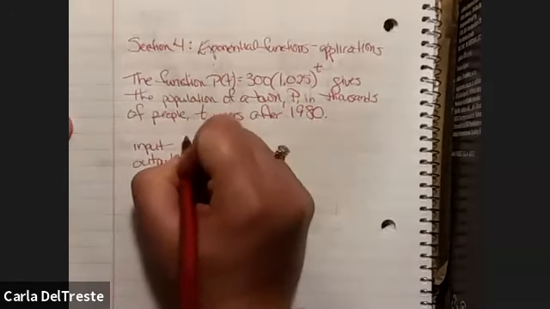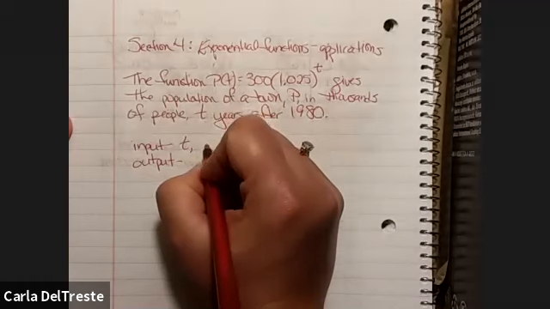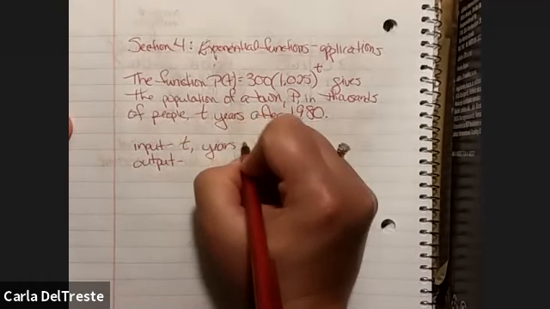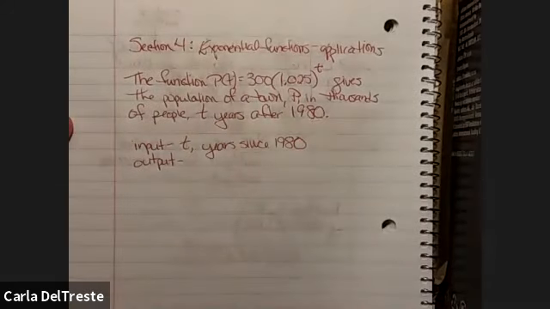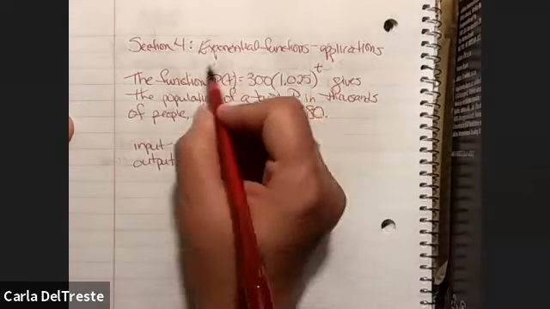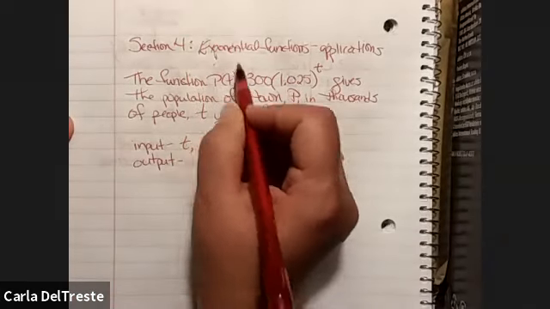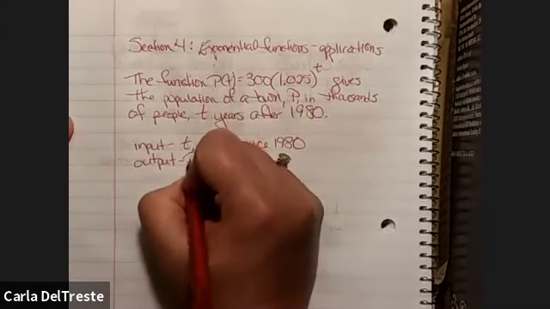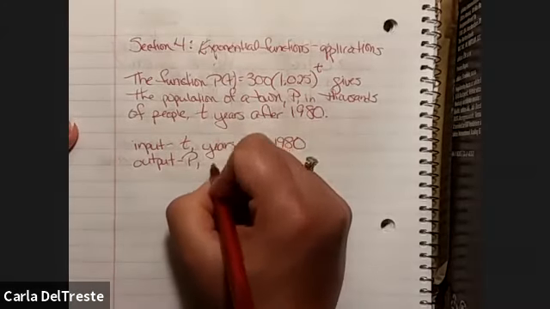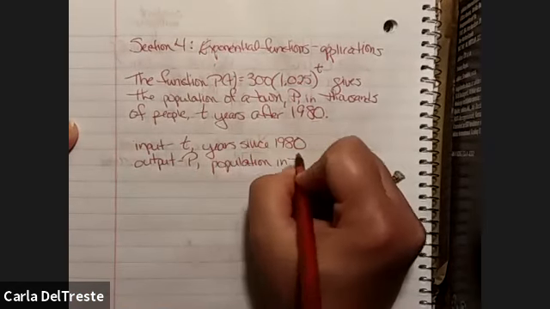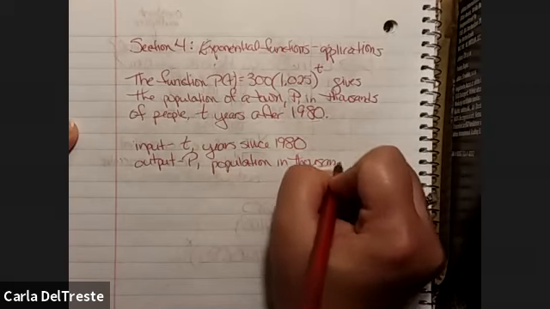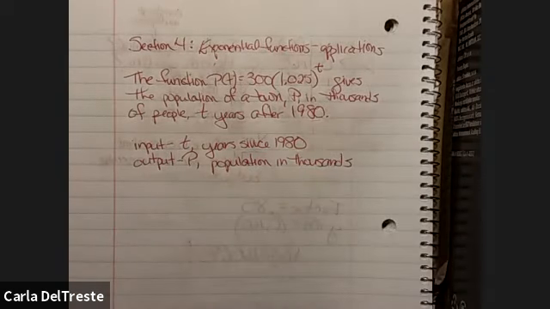So the input here is t, and we're going to put the units on that as well. That's years since 1980. Okay? That means by default that the output is P, but again, that's what's alone over here. So the output is P, which is the population in thousands. So thousands of people. Okay, important to include the units on that.